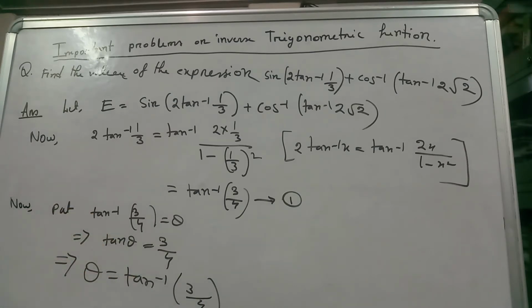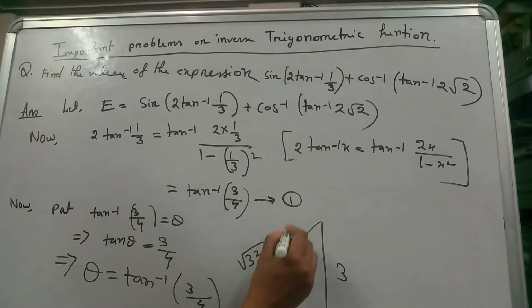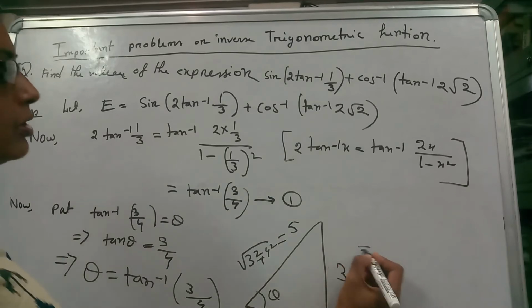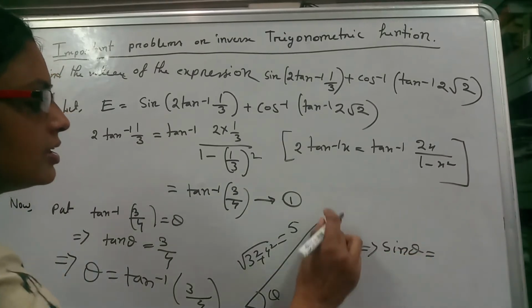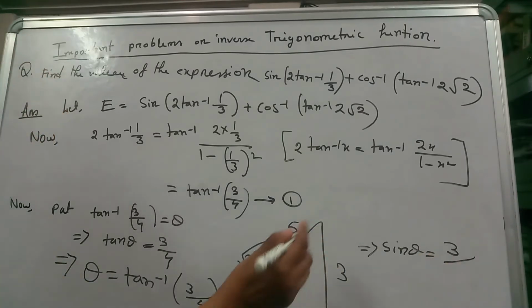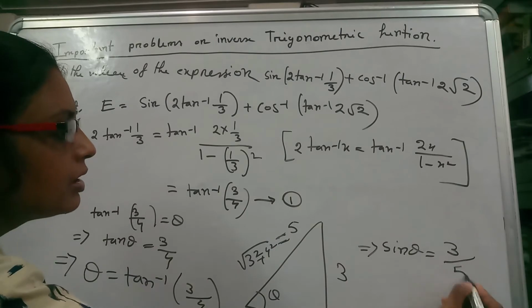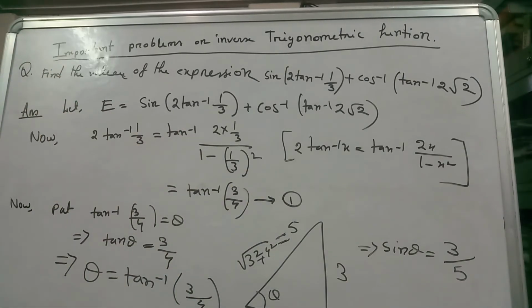So now, from the figure of the triangle, if the angle is theta, the sides will be 3 and 4, and according to the Pythagoras theorem, the hypotenuse will be 5. Therefore from that we can write sine theta equal to 3, this is our perpendicular, over 5. So sine theta equal to 3 by 5.